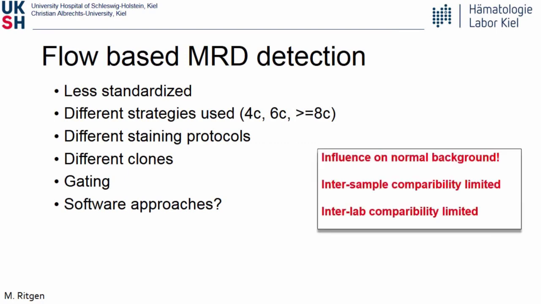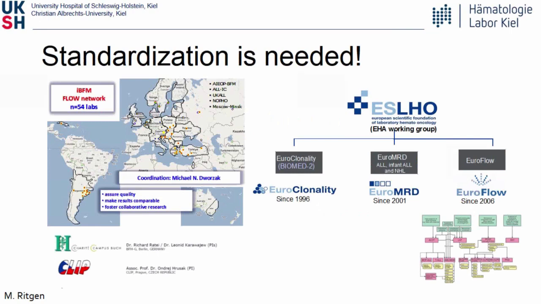So we have the influence of normal background on the flow assay. I will come to this later. We have intersample comparability, which is needed to compare the actual sample to the initial sample, and these are the limitations of the flow assays. So these are the European standardization projects: on the left side, the IBFM flow network, and on the right side, the Euroflow group. I think this is quite well known in the community.